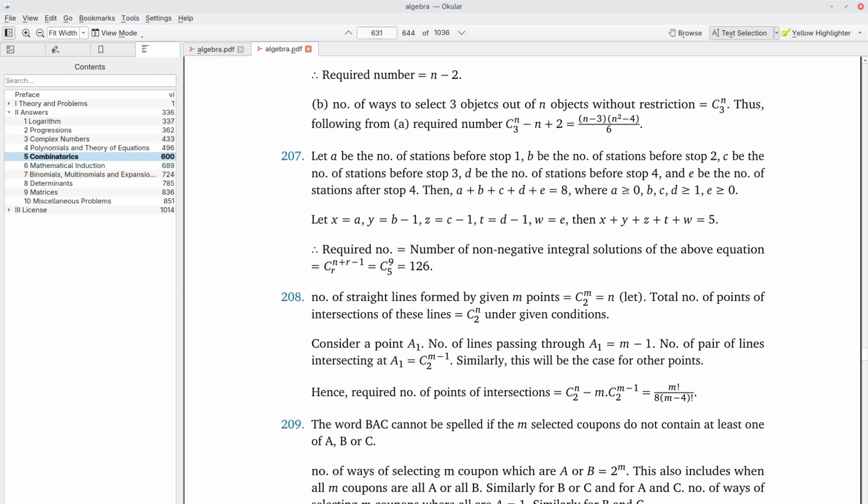Now here A may be greater than or equal to 0. B, C, D will be greater than or equal to 1 and E will be greater than or equal to 0. So we can say that X is equal to A, Y is equal to B minus 1, Z is equal to C minus 1, T is equal to D minus 1, W is equal to E. So we get X plus Y plus Z plus T plus W is equal to 5. Now the required number would be the number of non-negative integral solutions of the above equation, that is n plus r minus 1 C r, that is 9C5 or 126.